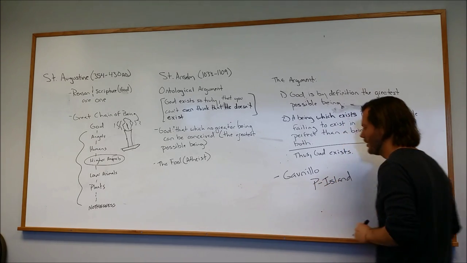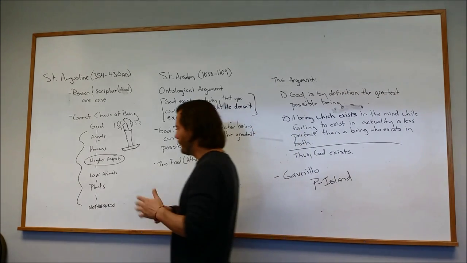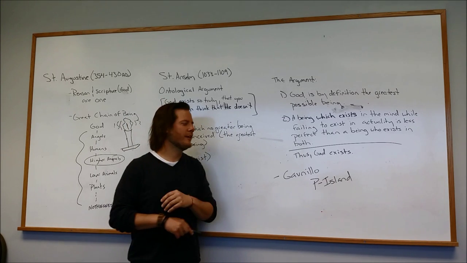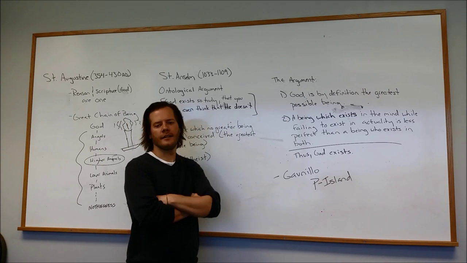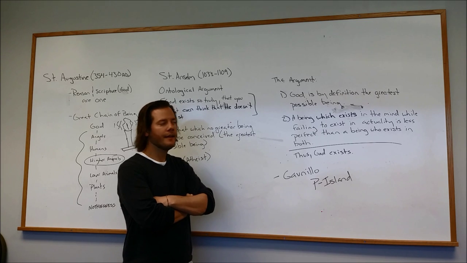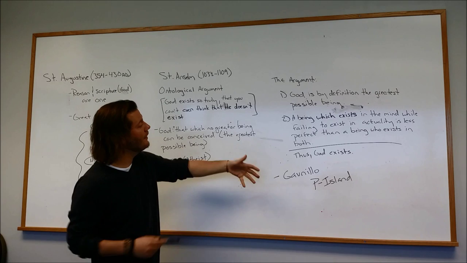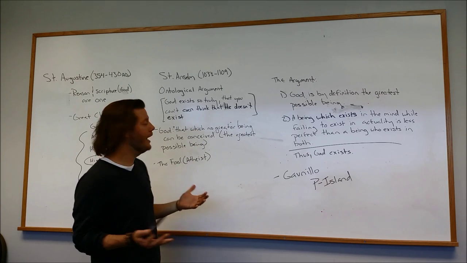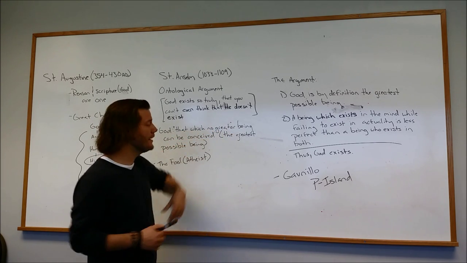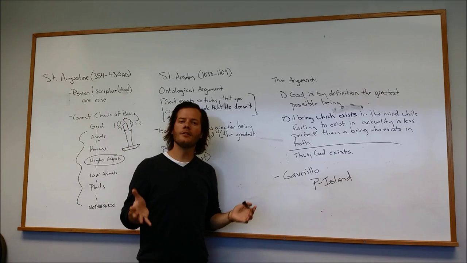Now just follow me here. There are no perfect islands in the world, but take me for a second. So he says, I came up with this idea, St. Anselm, called the perfect island. This island is the greatest possible island. Okay? That which no greater island can be conceived. It is the perfect island, okay?